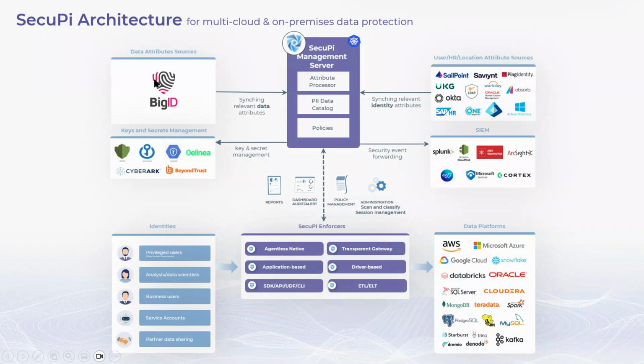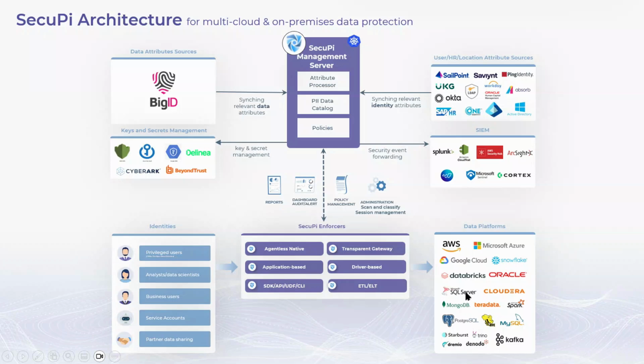When BigID scans the data, we can get the metadata about the sensitive data into SecuPi Management Server, and we can get information about the users to the SecuPi Management Server. Then we have a policy that says privileged users or analytics users or business users or service accounts or partners would see sensitive data encrypted or masked or not see it at all. And we can enforce it with different types of enforcers, including gateways and agents and native and APIs and SDK. So there's a variety of options here to protect any type of data platform.